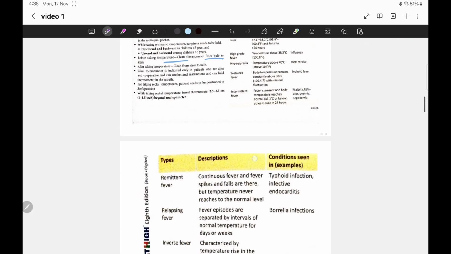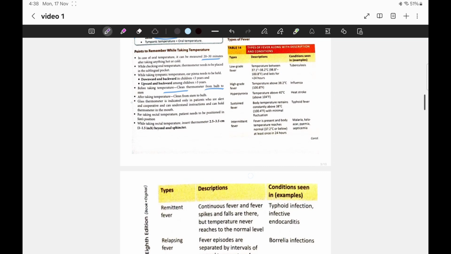This is a very small question, which is constantly asked in different exams. A glass thermometer is indicated in patients who are alert and cooperative, because it can break in the mouth, and in the case of an unconscious patient, it will cause harm to the patient. For taking a rectal temperature, the patient needs to be positioned in Sims position. While taking rectal temperature, insert the thermometer 2.5 to 3.5 cm beyond the anal sphincter. The anal sphincters are present in the anal area, and we have to put it beyond, meaning it should enter.